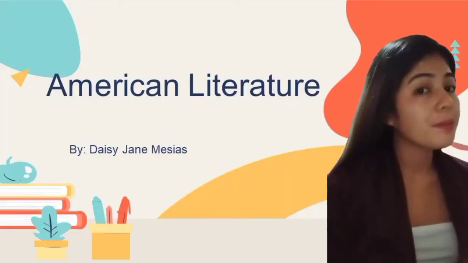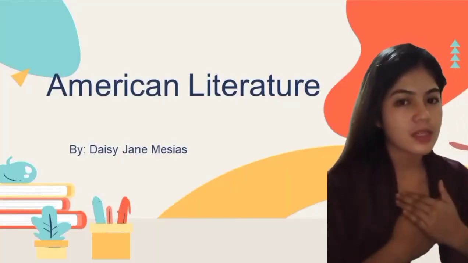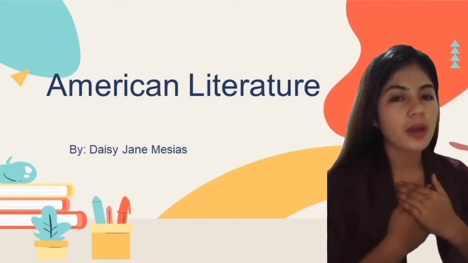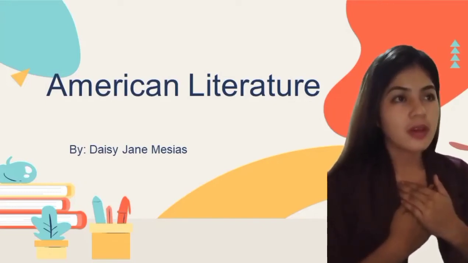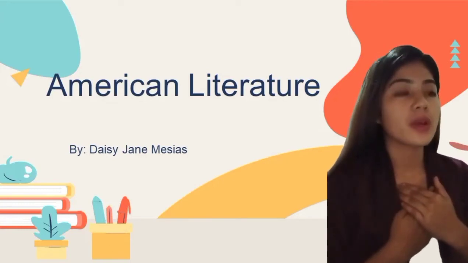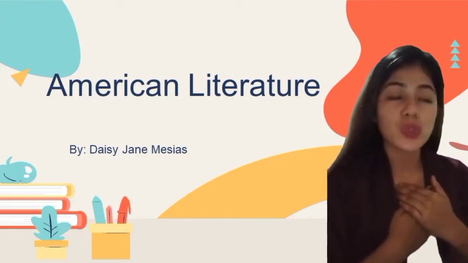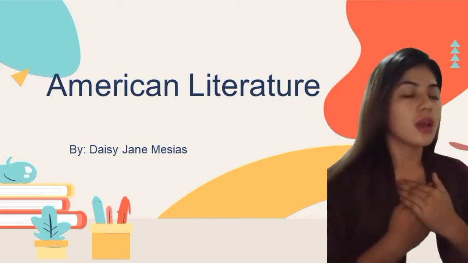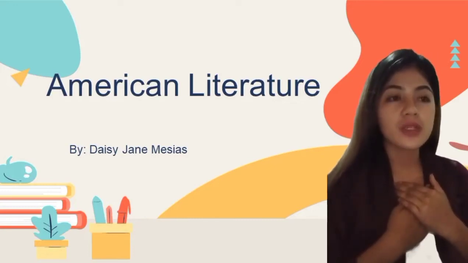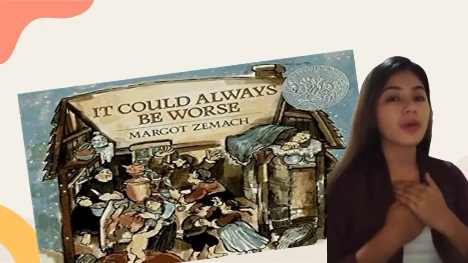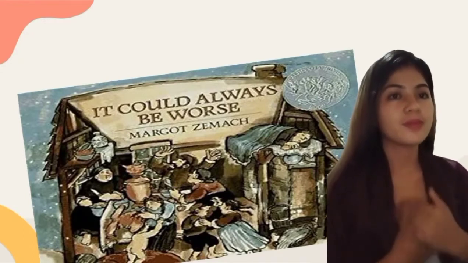Hi everyone, my name is Daisy Jane Macias. So for today's video, I am going to talk about the American literature. And I also have a story, and this story belongs to American literature. And the title of this story is It Could Always Be Worse by Margaret Zemak.